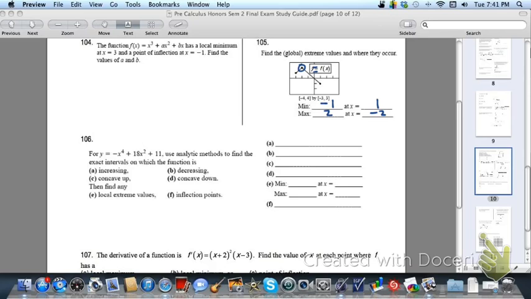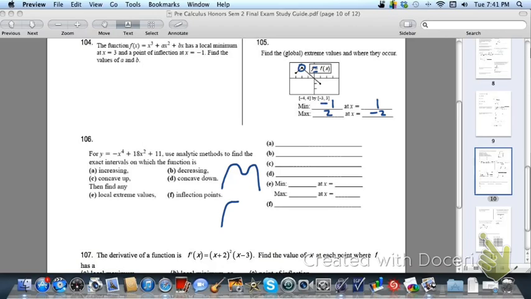For problem number 106, this is the typical problem here in which we have to find the first derivative and then the second derivative to determine what f is doing. Now, we already know a little bit about this. We could find the inflection point, and we could find the maxes and the mins just by understanding that the graph will look something like that. We know it's negative x to the fourth, so we know that the ends of the graph are going to go down.